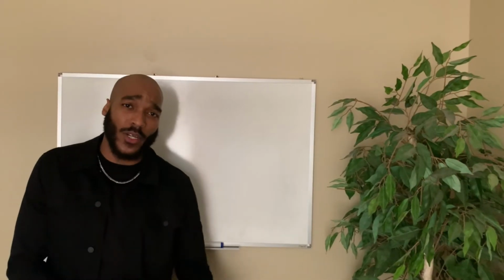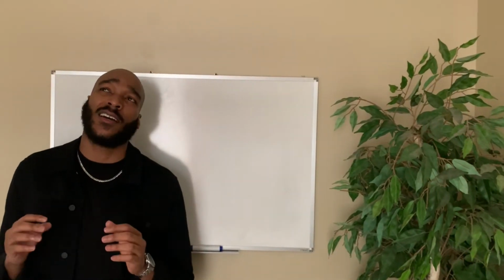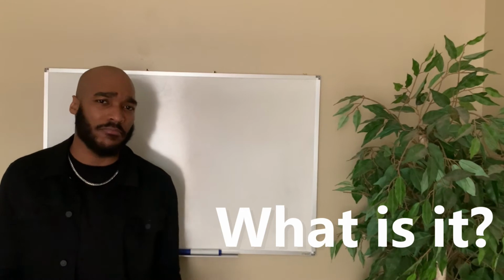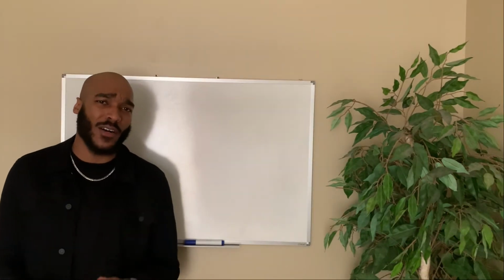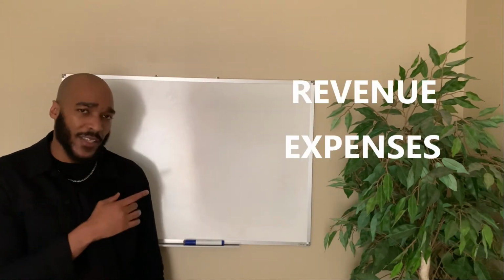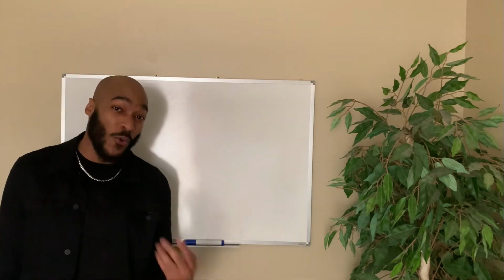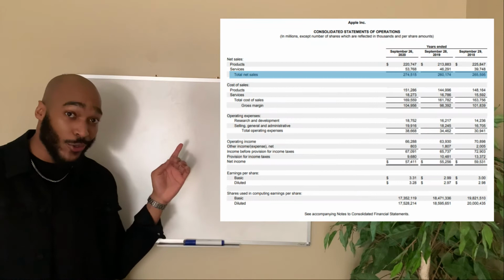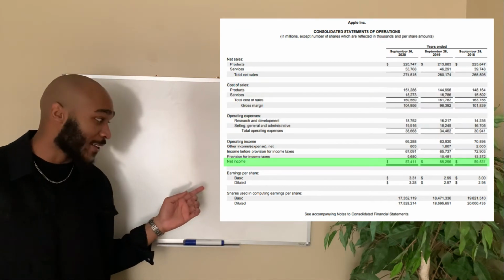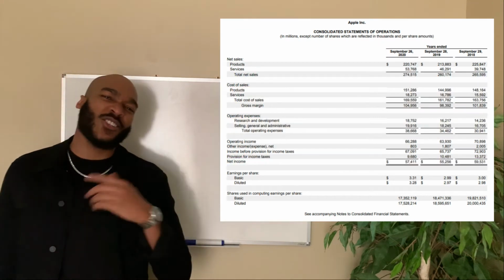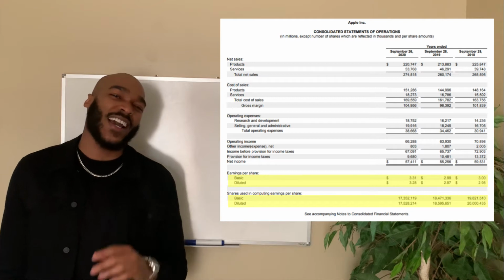Now, diving straight into it, the first thing we need to understand is what exactly is an income statement? And it's pretty simple. The income statement shows a company's revenue, expenses, and profit over a given time period. And they typically include 4 main sections: revenue, expenses, profit, and then other useful information such as the total number of shares outstanding in the company and the earnings per share.